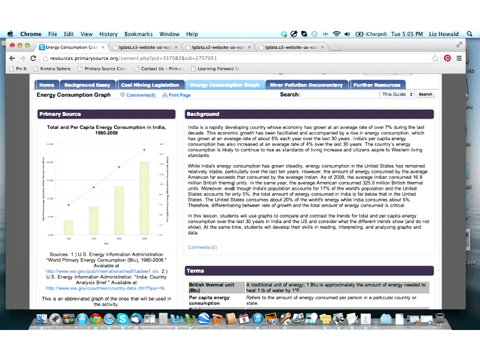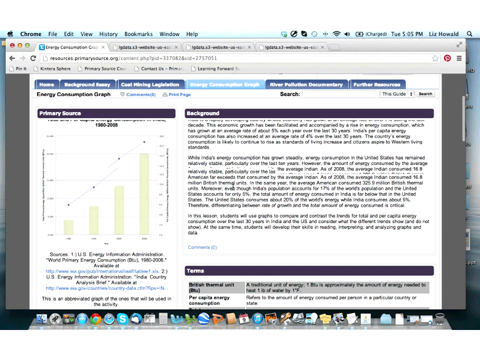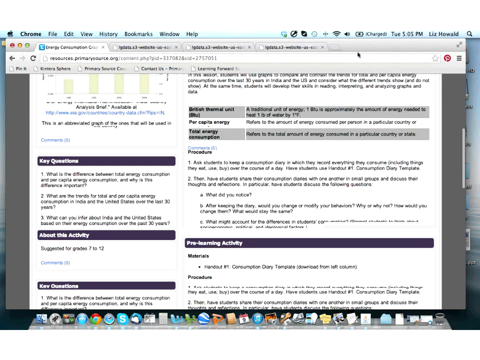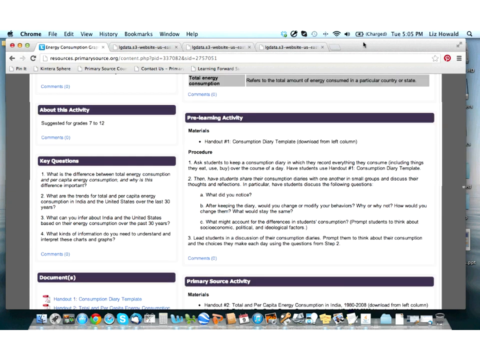And in this activity, students compare and contrast energy consumption in the United States and India over the past 30 years. And more than just learning from the graphs, they'll be taking it a step further and thinking about what this implies about attitudes towards energy, attitudes toward consumption, and how and why energy is used in different parts of the world. So once again, you see these familiar resources, the primary source, the terms, the key questions, and of course the pre-learning activity. And the pre-learning activity in this activity asks students to think about their own consumption and how they use energy day to day.